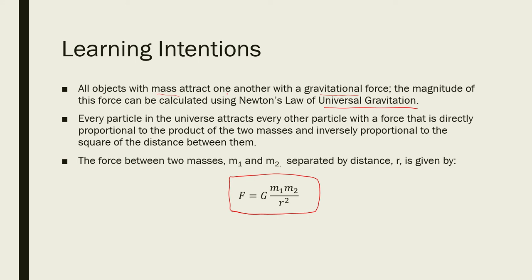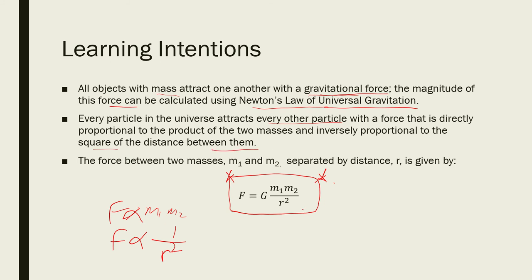So, all objects with mass attract one another with a gravitational force, and the magnitude of this force can be calculated using Newton's law of universal gravitation, which is this one down here. Every particle in the universe attracts every other particle with a force that is directly proportional to the product of the two masses, and inversely proportional to the distance between them squared. So the distance between the center of the masses, technically.